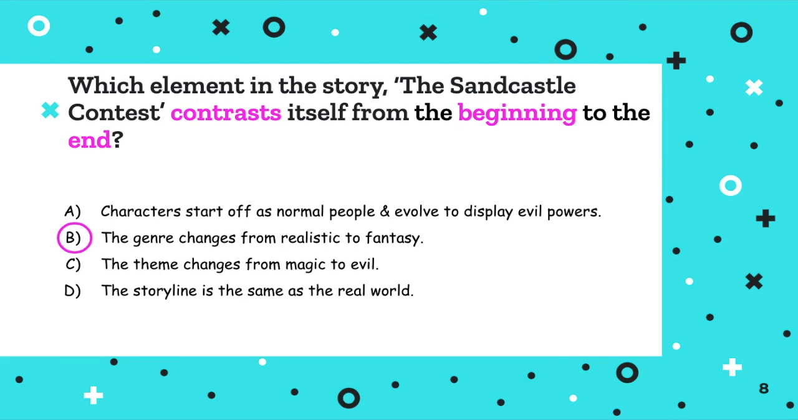So the story changes from realistic at the start when his family are going camping to a fantasy fiction, where they create the sand house and the sand dog, which actually can't be seen in real life. Okay, so I hope you all managed to get the answer B. If you didn't, don't worry.